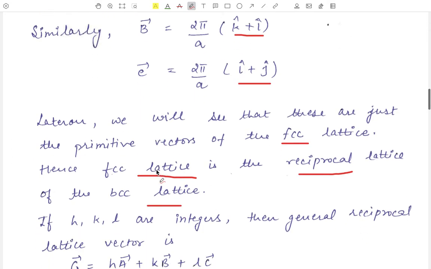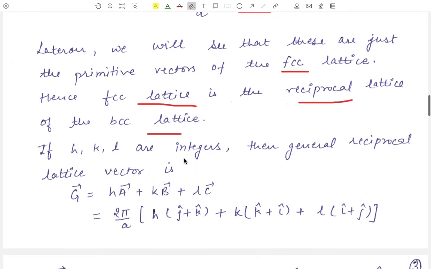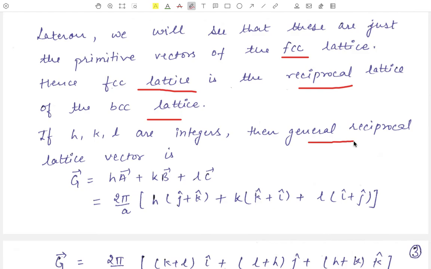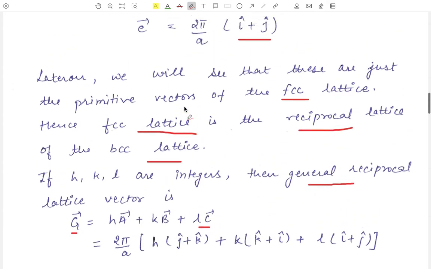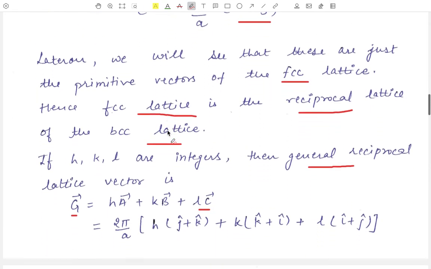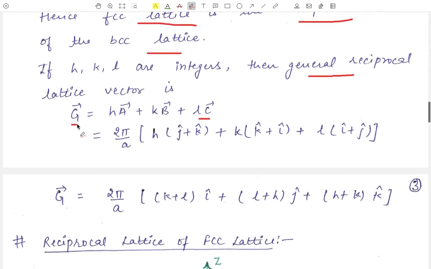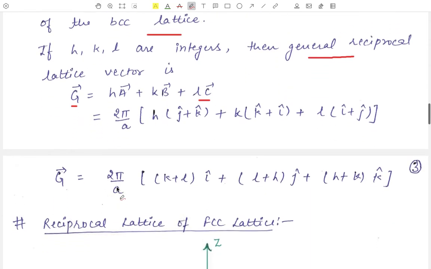Okay. Now, if HKL are the integers, then the general reciprocal lattice vector, that is capital G, is equal to HA vector plus KB vector plus LC vector. Using these ABC vectors here, we can find out the value of this capital G vector, that is equal to 2 pi upon A into K plus L I cap plus L plus H J cap plus H plus K K cap. This is the general reciprocal lattice vector for the reciprocal lattice of BCC lattice.